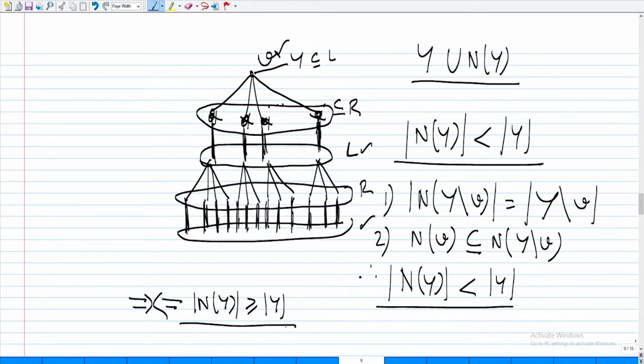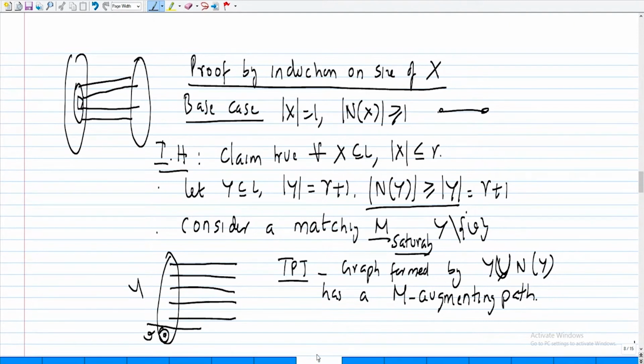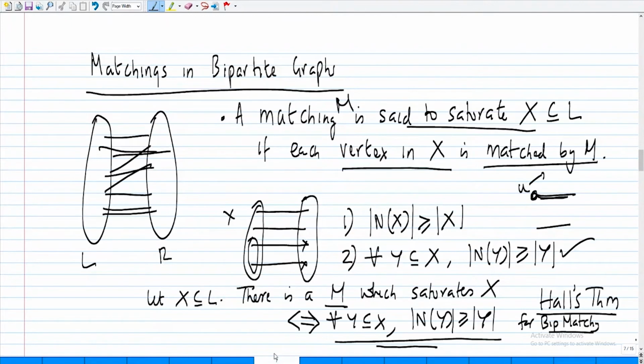Right? So where did we use the induction? We used the induction by saying that after removing a vertex V, I will have a matching, right? And we find an M augmenting path for that matching. That is where we have used the induction hypothesis, right? By considering a matching that saturates Y union V. And then we ran our data structure that we discussed earlier and then argued this property. So therefore, this theorem is done. So how efficiently can you implement this?